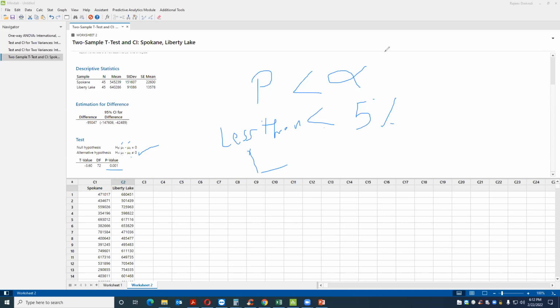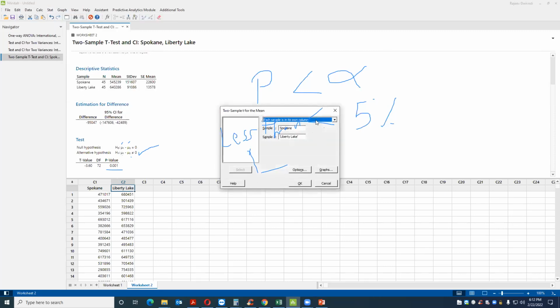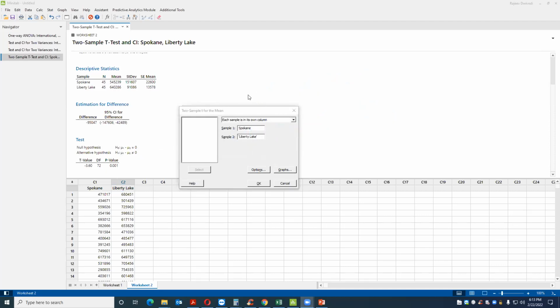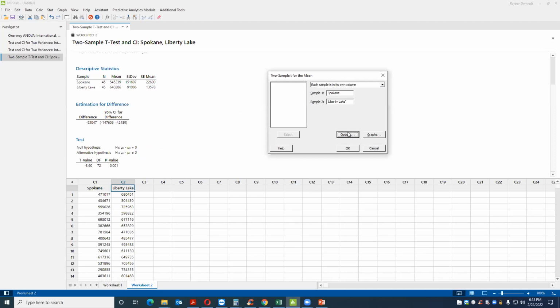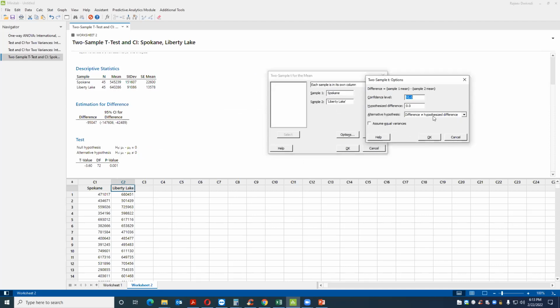So I go under statistics, basic statistics, 2-sample t, and let me clear this. So the data is, we have to check this option only. Now this concept, this is equal or unequal. Now look into another concept. Difference is less than hypothesized difference. That means, please try to understand this concept here. And difference is greater than hypothesized difference. So basically, I am going to check this alternative hypothesis.